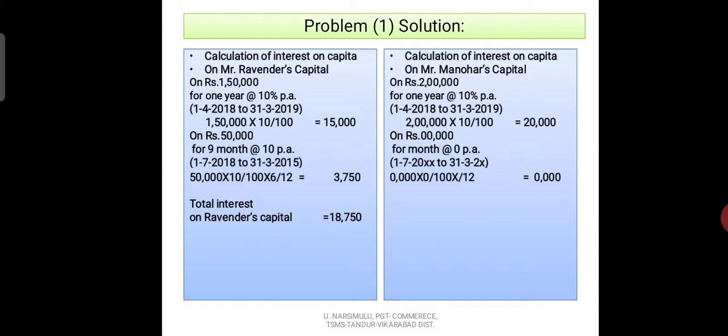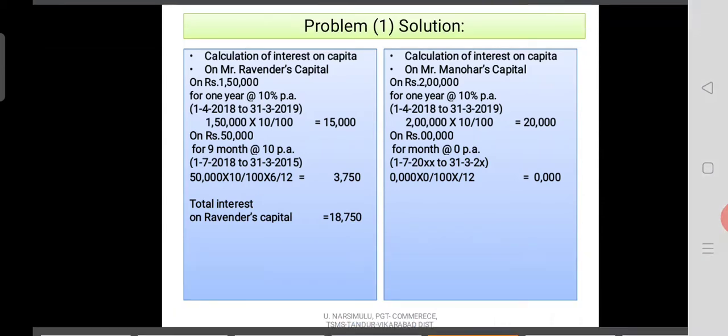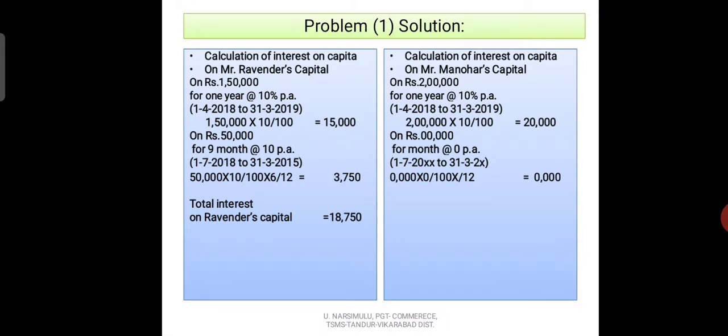If we introduced any capital to the partnership firm in the middle of the year, then you take that figure in the next step. So here this Manohar didn't give any additional capital, so no need to calculate interest on additional capital, right? So total interest of Mr. Manohar is 20,000. So I think you have understood how to calculate interest on capital. Okay children, this is the first point.